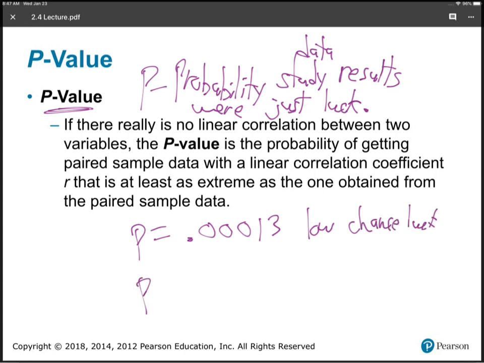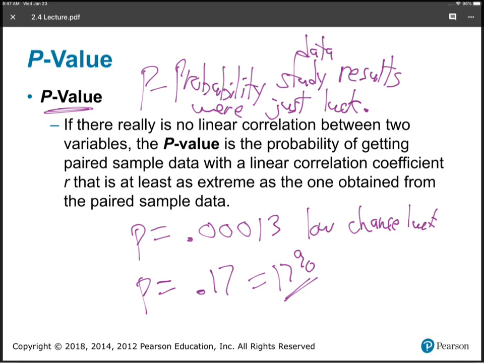But what if the probability comes out to be 0.17? Now you might feel like that's low, but in the statistics world, that's not considered low. That's 17%, right? There's a 17% chance that the results were just lucky. Now you might think, well, that's pretty good. Well, yeah, it's okay, but you wouldn't want to bet your life on it, right? If it's only 17%.